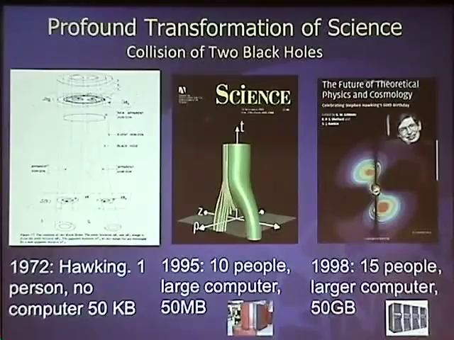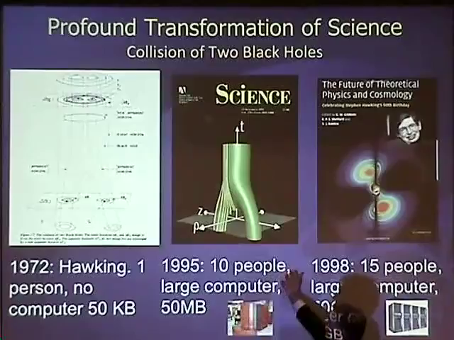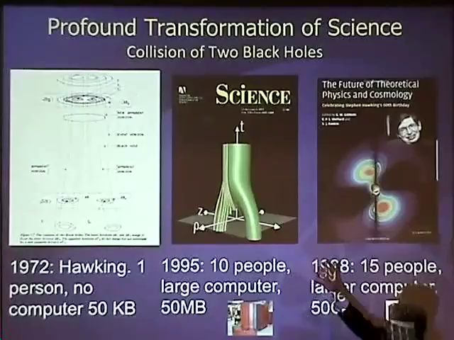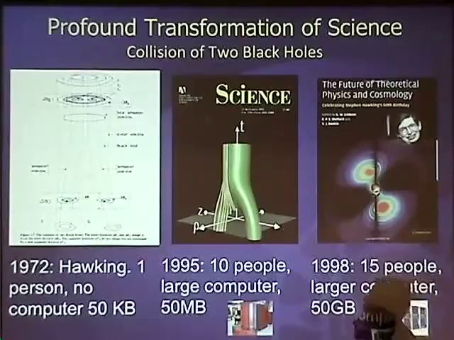So about 20 years later, first pioneered by people like Larry Smarr, the same problem of two black holes colliding was now able to be simulated. This is a calculation that I and a group of people led also by Wai-Mo Suen at Washington University developed. This is when I was at the University of Illinois, and that's the computer we used at the time. This is a Cray YMP.